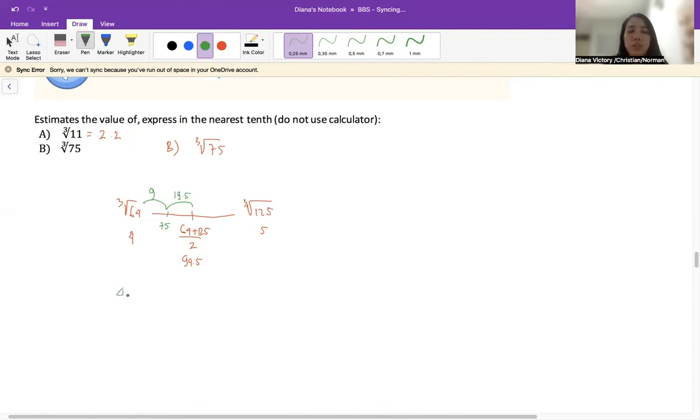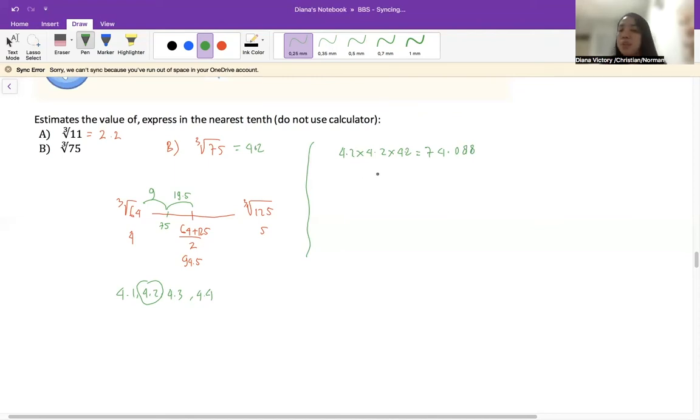So we can choose 4.1, 4.2, 4.3, or 4.4. I think the best value to represent this is 4.2 because it is closer to 64 but not really close to 64, so we can choose 4.2. If you want to check whether this answer is correct or not, you can multiply 4.2 times 4.2 times 4.2. This gives 74.088, which is also close to 75.